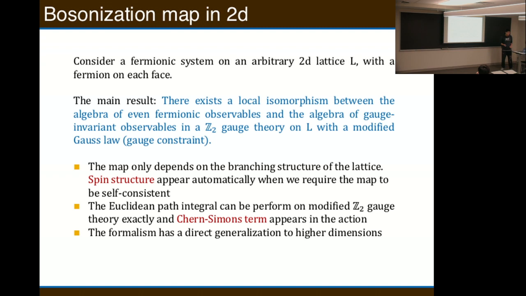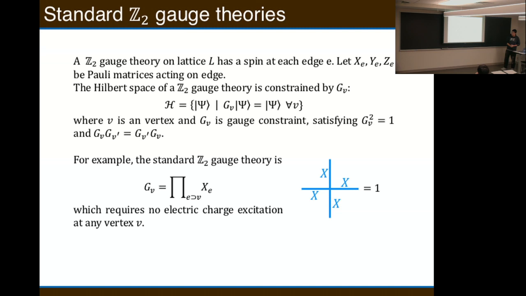Now let's review what the Z2 gauge theory is. When we say Z2 gauge theory, we put a degree of freedom on the edge. For example, we put a qubit on each edge, described by the X, Y, Z Pauli matrices. Then we add a gauge constraint on the Hilbert space, which means the only allowed states satisfy G_v equal to 1 when applied on the state. These G_v need to commute with each other.